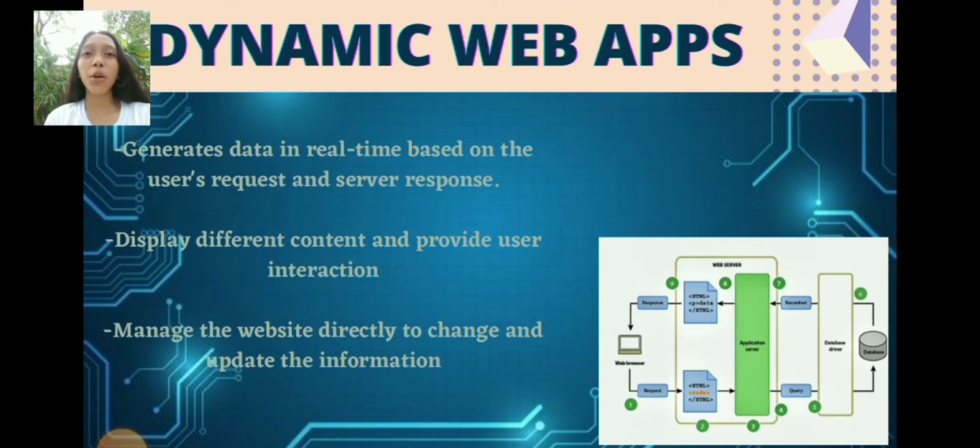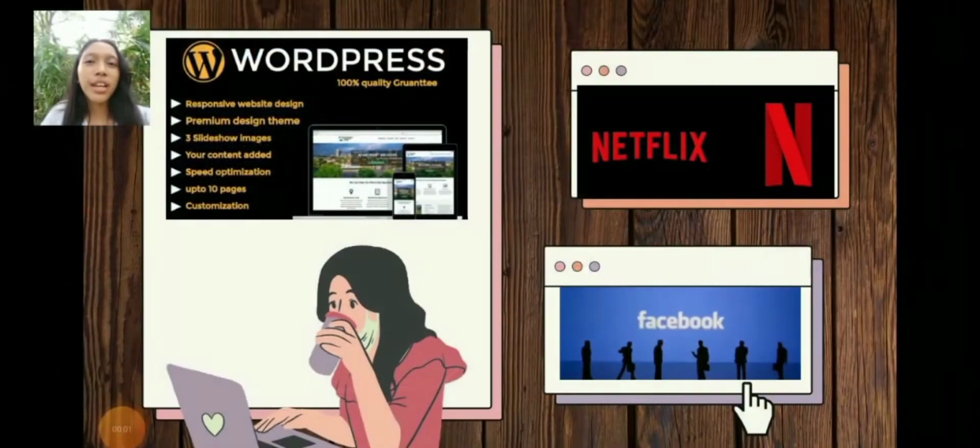Because in a dynamic web application, the information or content is different compared to static, and it also provides user interaction. So, a dynamic web app manages the website directly to change and update the information. So, in a dynamic web application, the information or content is directly updated, it just redirects. We have here the examples of dynamic web application.